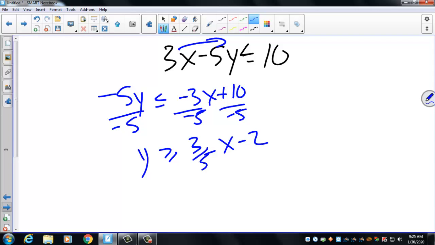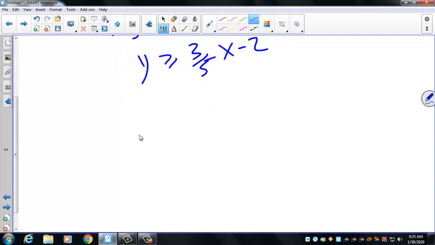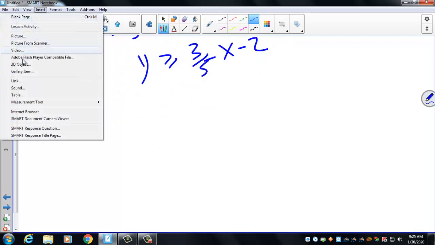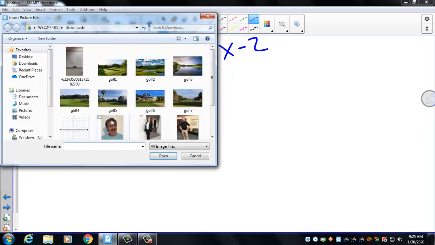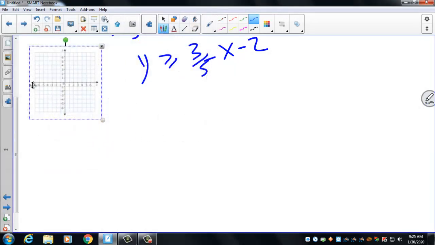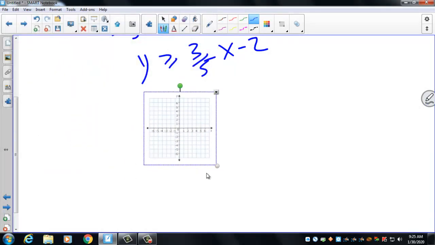Now, from there, notice that I rotated the inequality because I divided by negative 5. If you forget to do so, you might mess up your shading. All right? So let's insert that picture again. Picture pages, lots of fun with picture pages.